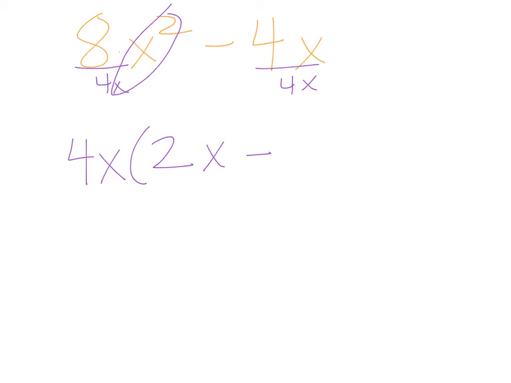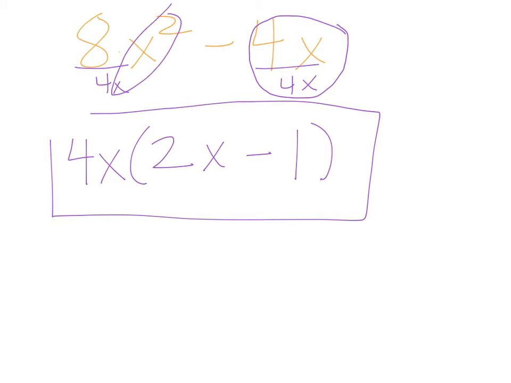Subtract. When I took out the 4x, this does not just disappear. 4x divided by 4x, remember whenever you have something the same on top and bottom, that would be a 1. So this would be factoring if I have two terms and they have something in common I can take out.